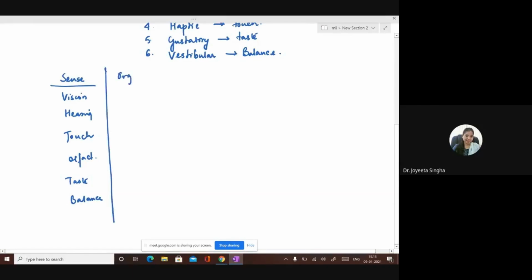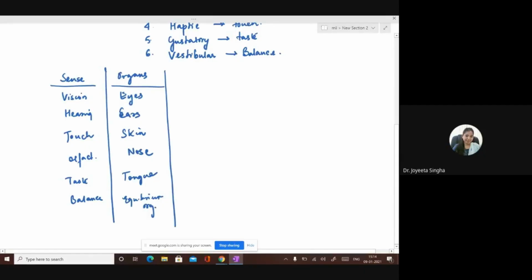Then what are the organs associated with that? So eyes, your hearing is ears, touch is your skin, nose, tongue, and this is your equilibrium organ of the human body. Okay, equilibrium organ.